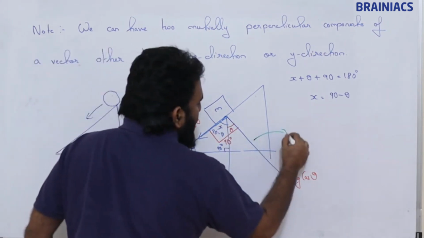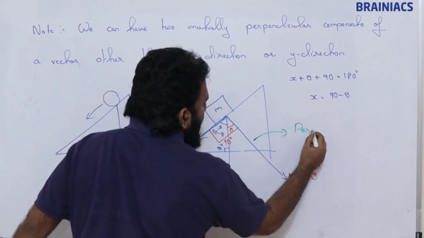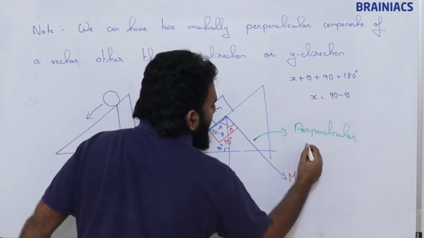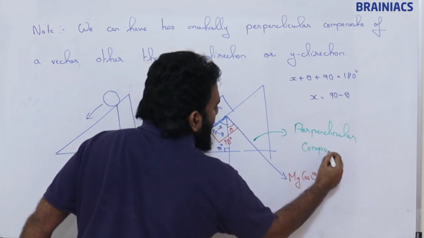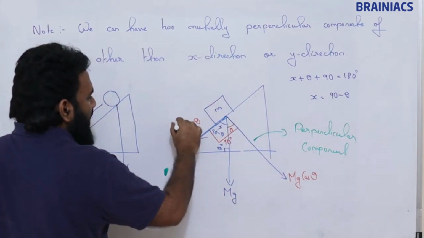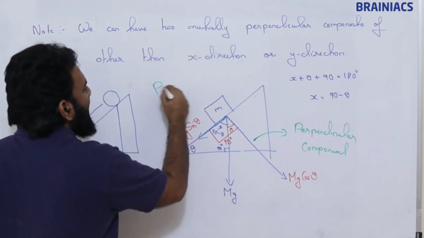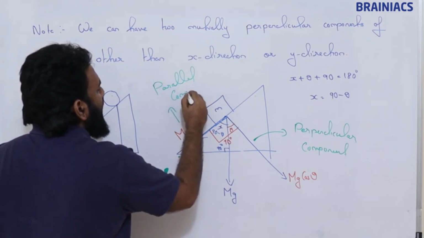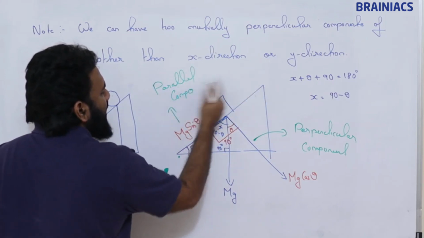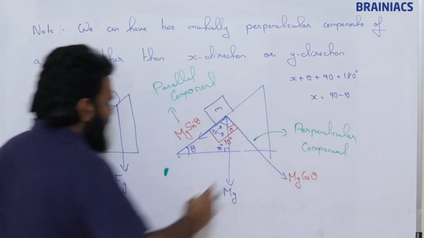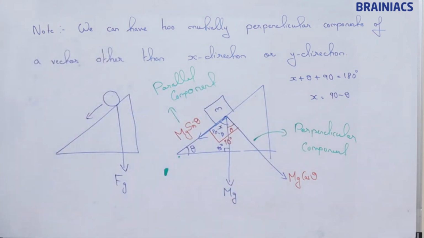So we give names to them. This is the perpendicular component. Perpendicular to what? Perpendicular to this plane. And this is called the parallel component, parallel to the plane of the inclined plane. So this is the parallel component, and this is called the perpendicular component.